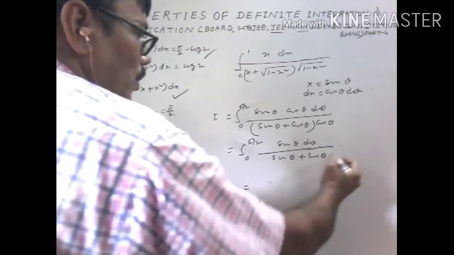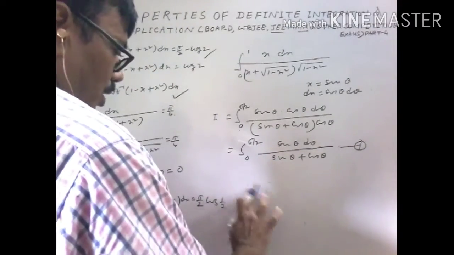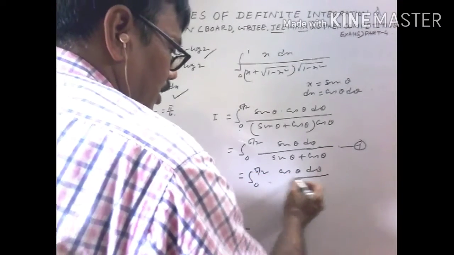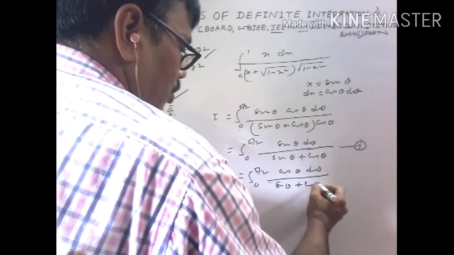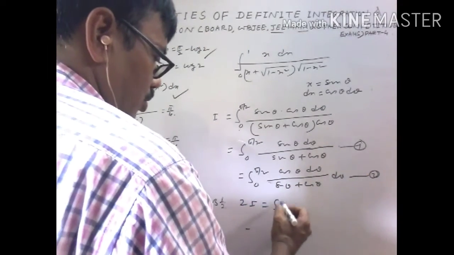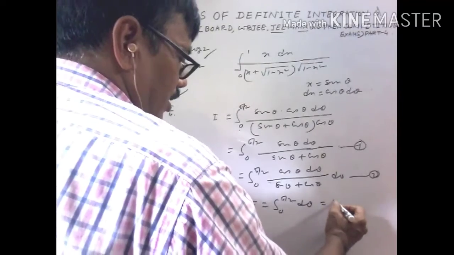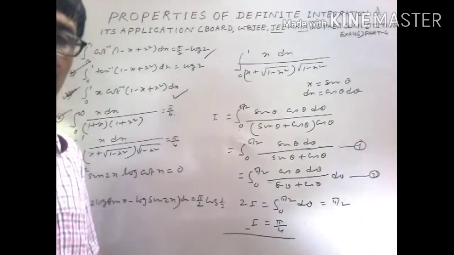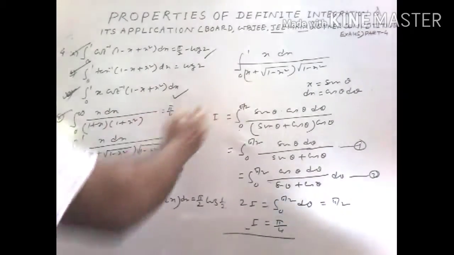So this is I. Then transform in terms of pi by 2 minus theta. So this will be cos theta d theta, and this is sin theta plus cos theta. So omitting one step, what will be 2I? 2I equals integral 0 to pi by 2 d theta, that is pi by 2. So I equals pi by 2. So this one is simple.